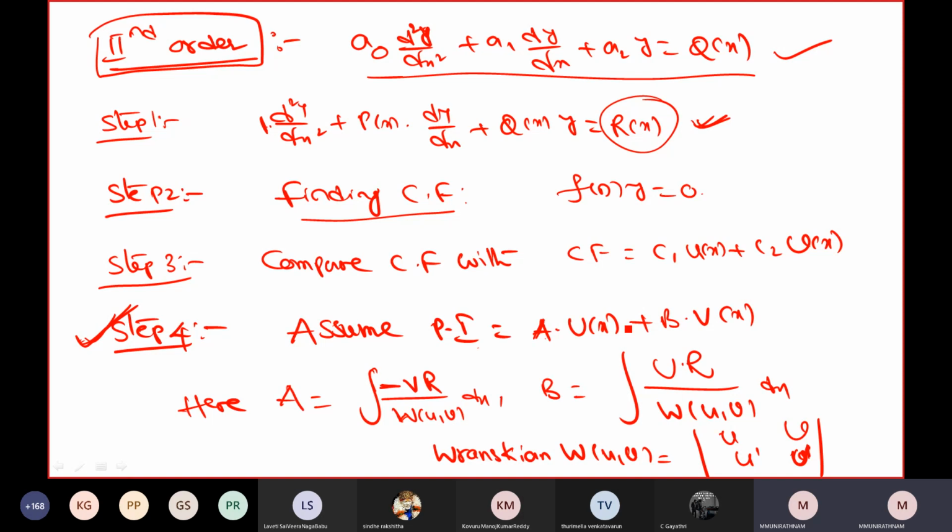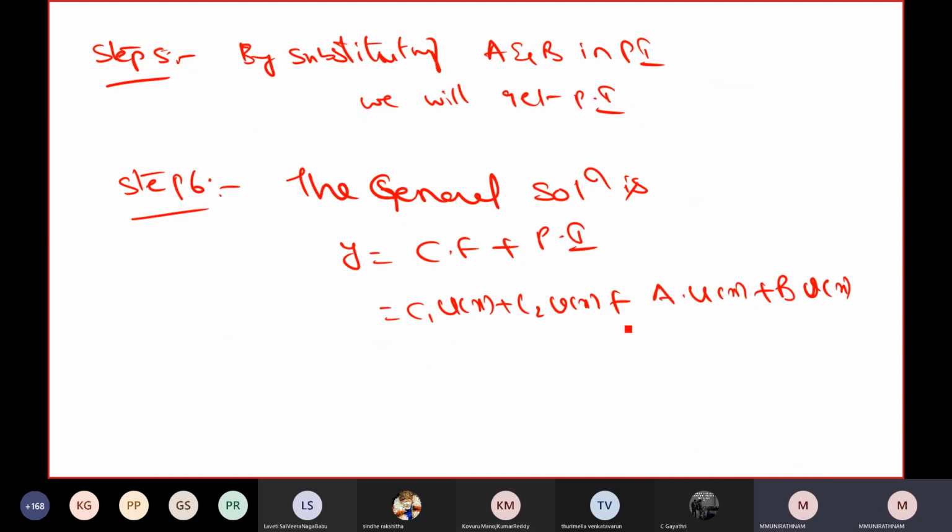From the exam point of view, if they mention solve by method of variation of parameters, you should definitely go with this method. Or, as I already told you, whenever the R of x, the RHS, is not in the form of our regular 5 methods, then we go by the general method or this method, whatever you like.